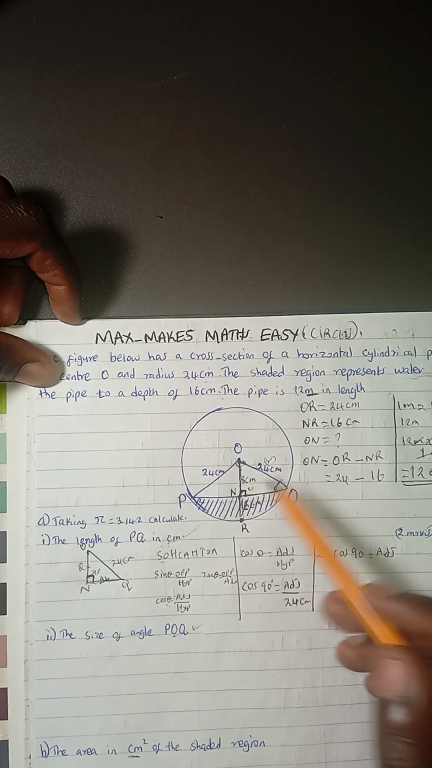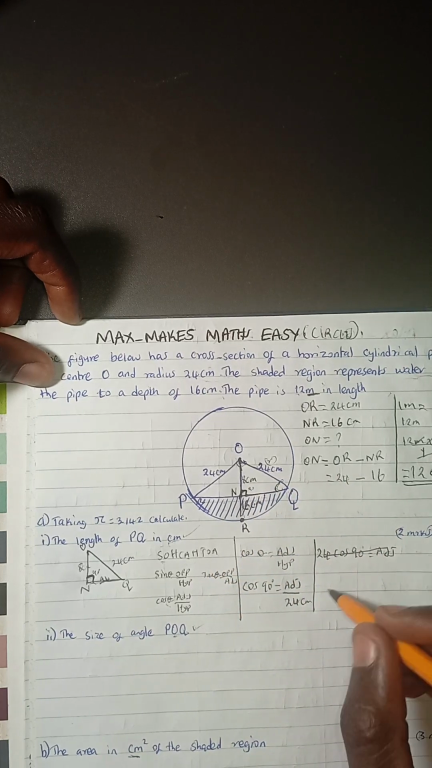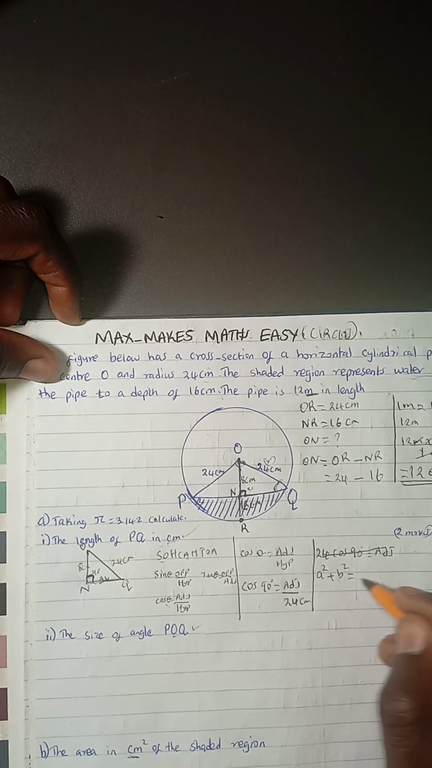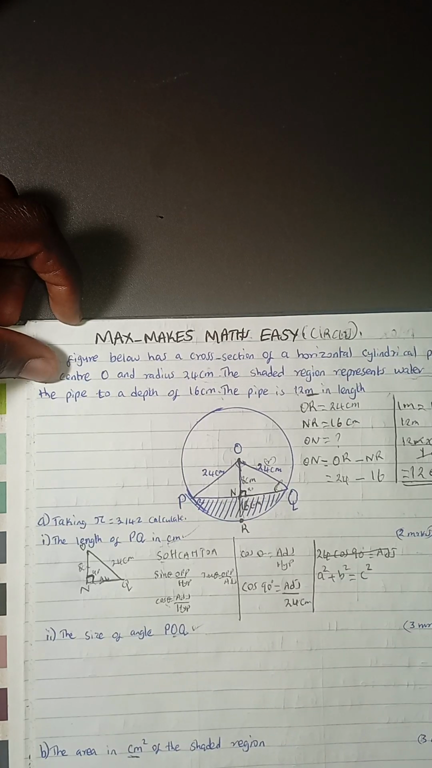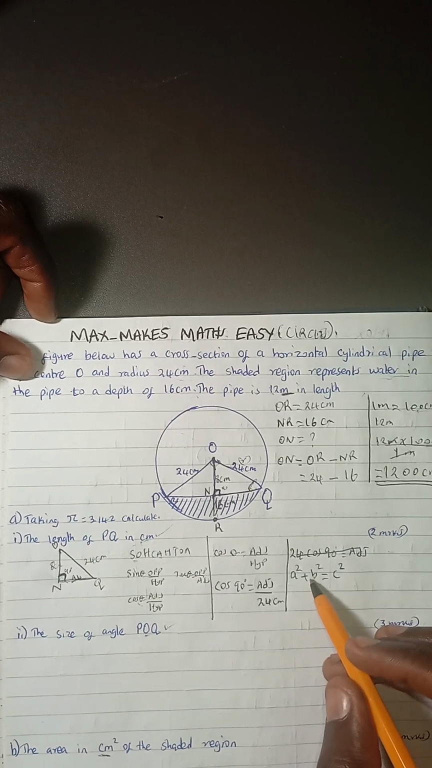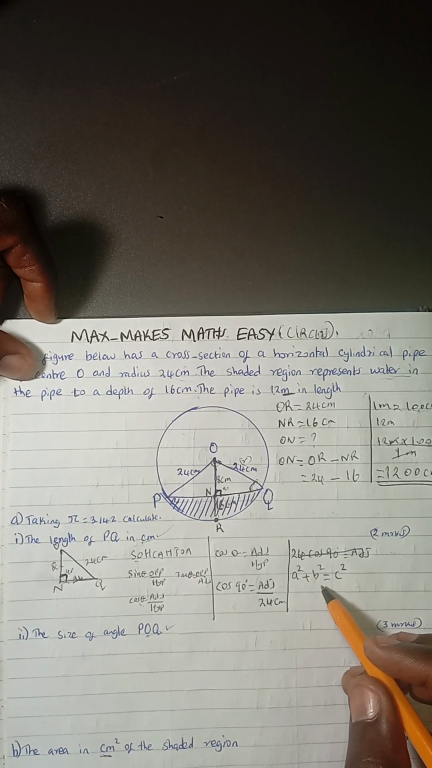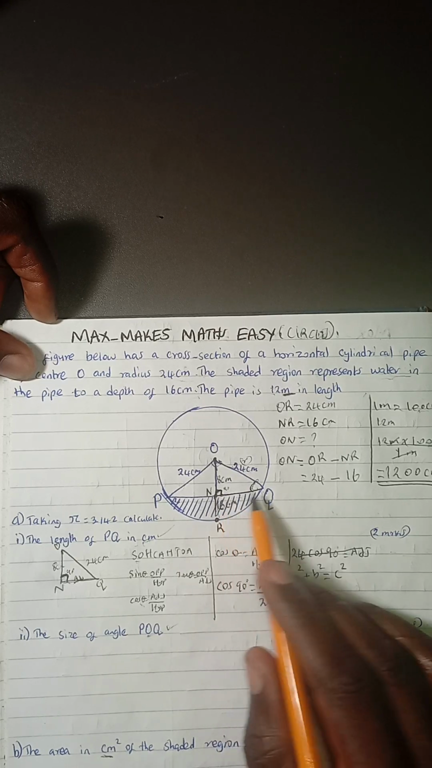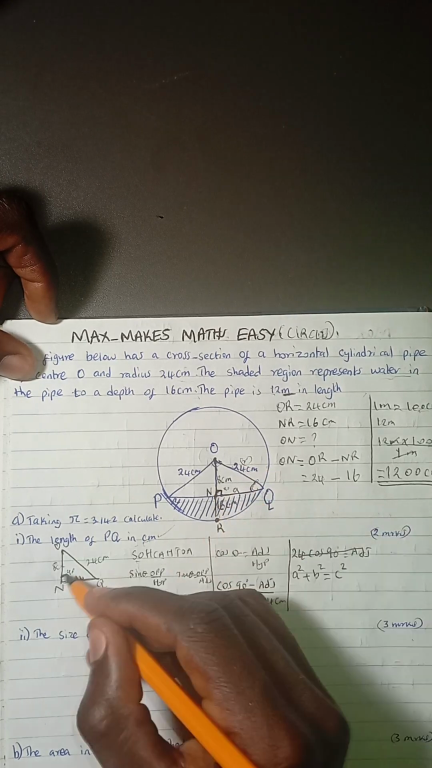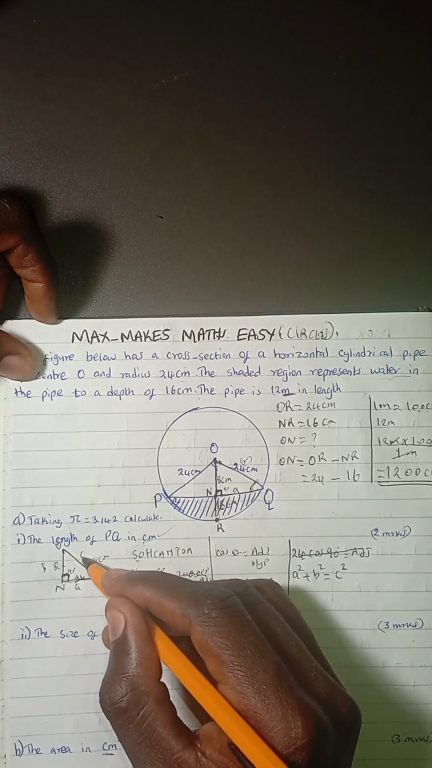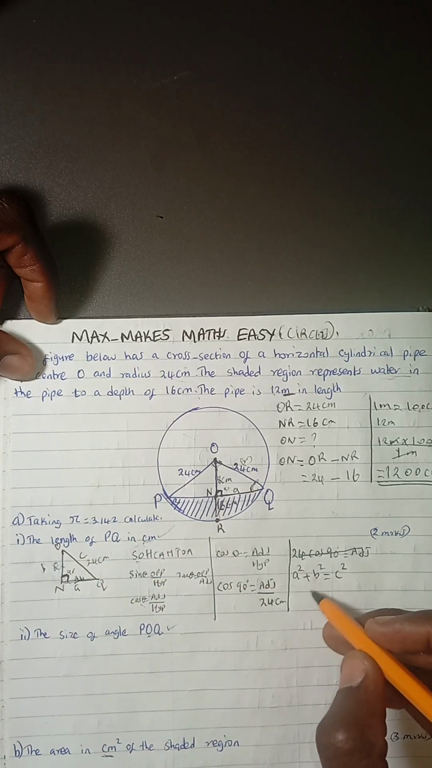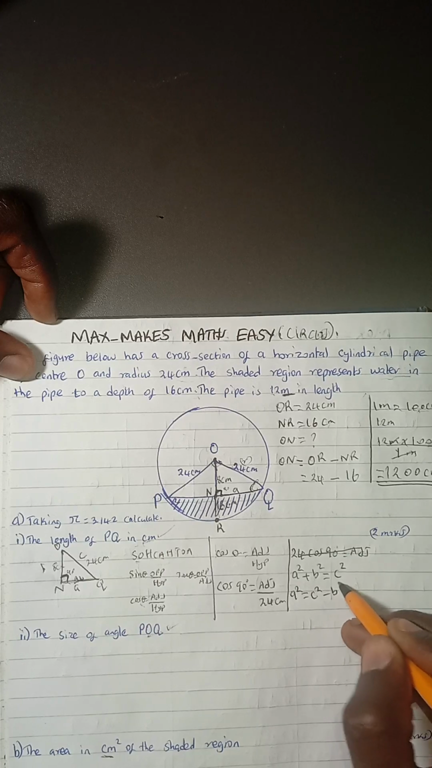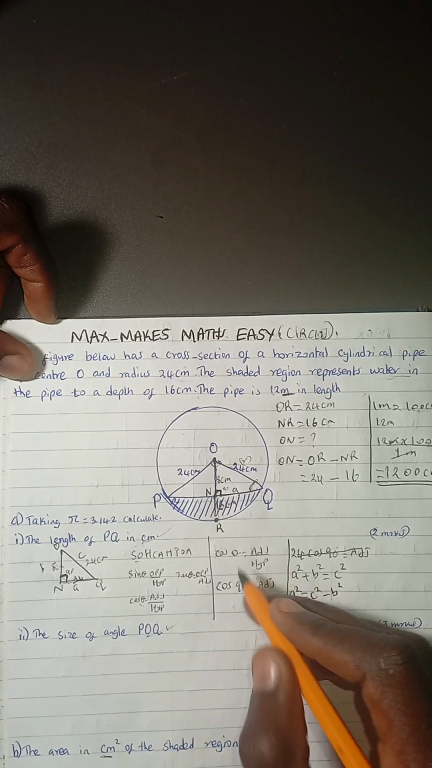Since we know this one and this one, we are going to relate with the formula that says a squared plus b squared is equal to c squared. So this one is a, this one is b, and this one is c. So a squared is equal to c squared minus b squared.